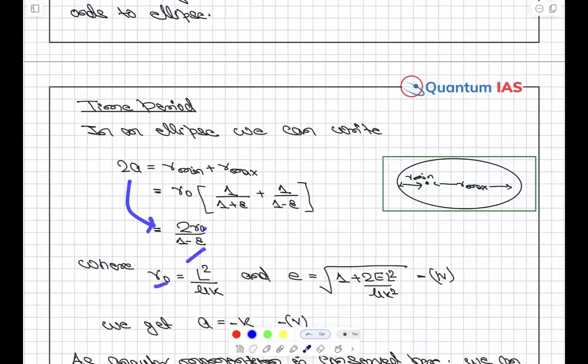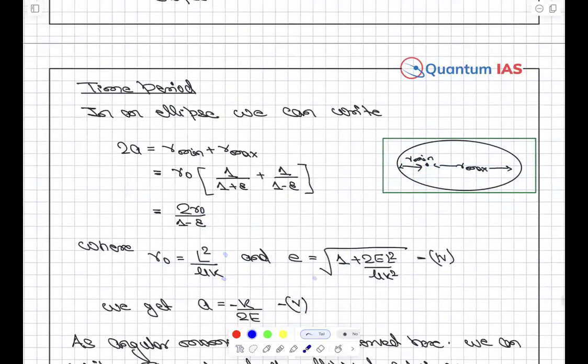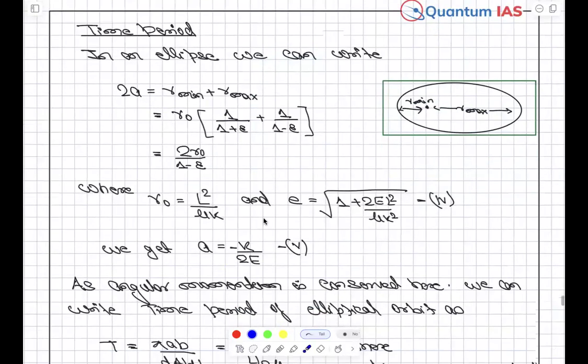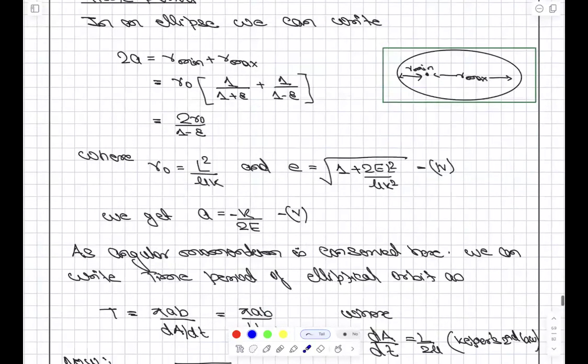What was r naught? I have already discussed there. L square by mu k. e we have already discussed, right? So what will become a? If you put the value here, a is what? a is r naught by 1 minus e squared. Just put the value from here. You will get that a is equal to minus k by 2E. This is also a standard derivation. a is equal to minus k by 2E.